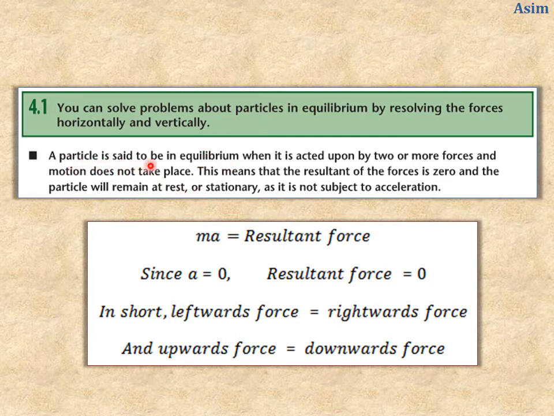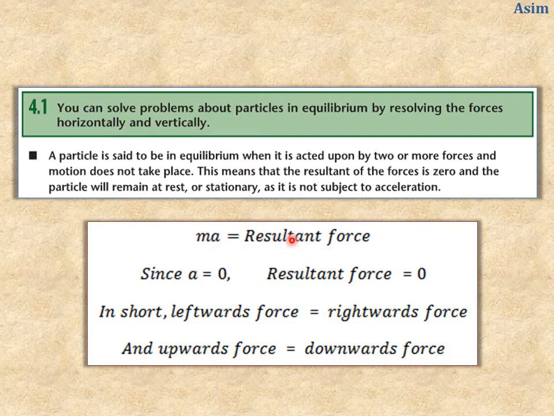A particle is said to be in equilibrium when it is acted upon by two or more forces and motion does not take place. This means the resultant force is zero and the particle will remain at rest. So this is the major difference: at rest, stationary, and it is not subjected to acceleration. This is the difference between dynamics and statics. In dynamics, the object was in motion. Here it will be in equilibrium.